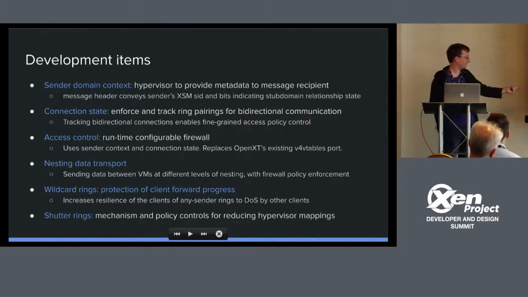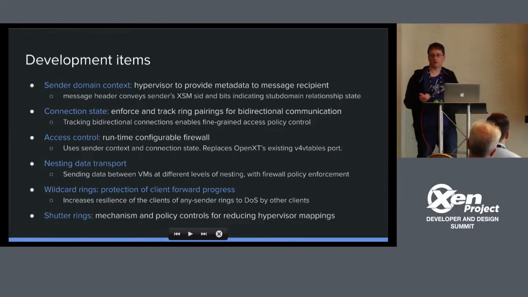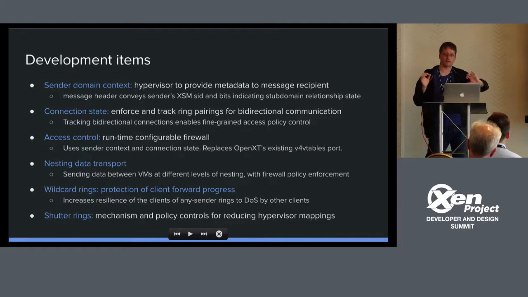The last thing I'd like to implement is what I'm calling shutter rings. This is basically when you register a ring with Argo at the moment, it adds that ring to the hypervisor address space. So it doesn't matter which other guest is scheduled at the time, you can still make the hypercall send operation and get that data into the ring.